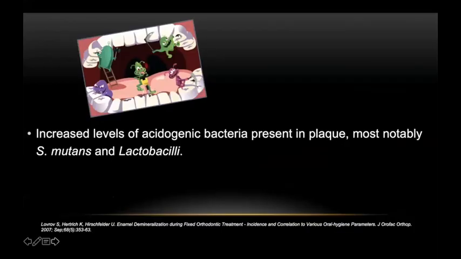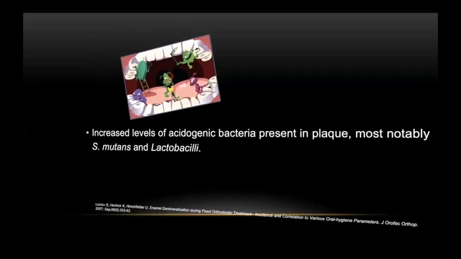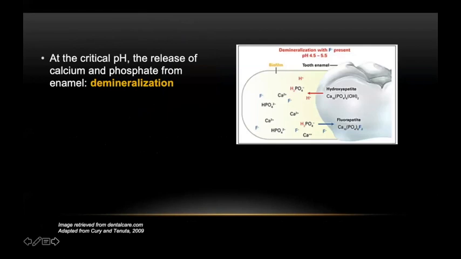And in the literature, this is well documented that once we bond the brackets, even in patients with good oral hygiene, there is an increased level of acidogenic bacteria, and these bacteria are responsible for the development of the caries, or in our case, white spot lesions. So at the critical pH, around 4.5, basically the calcium and phosphate ions will be released from enamel, and this process is called demineralization.